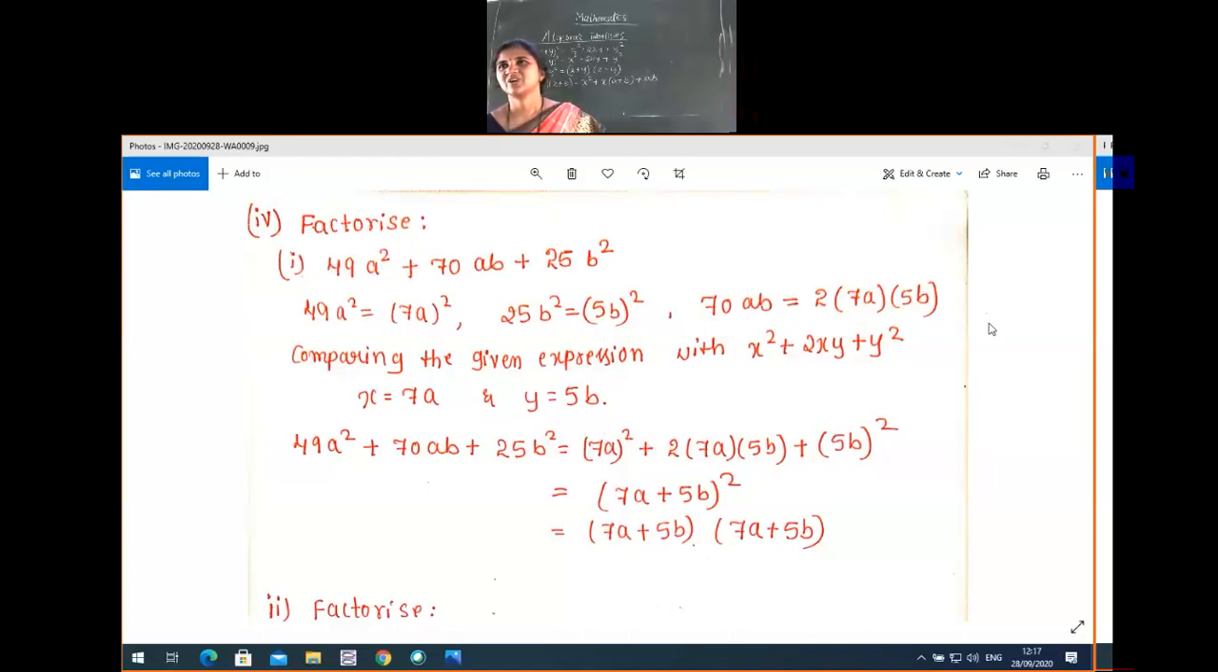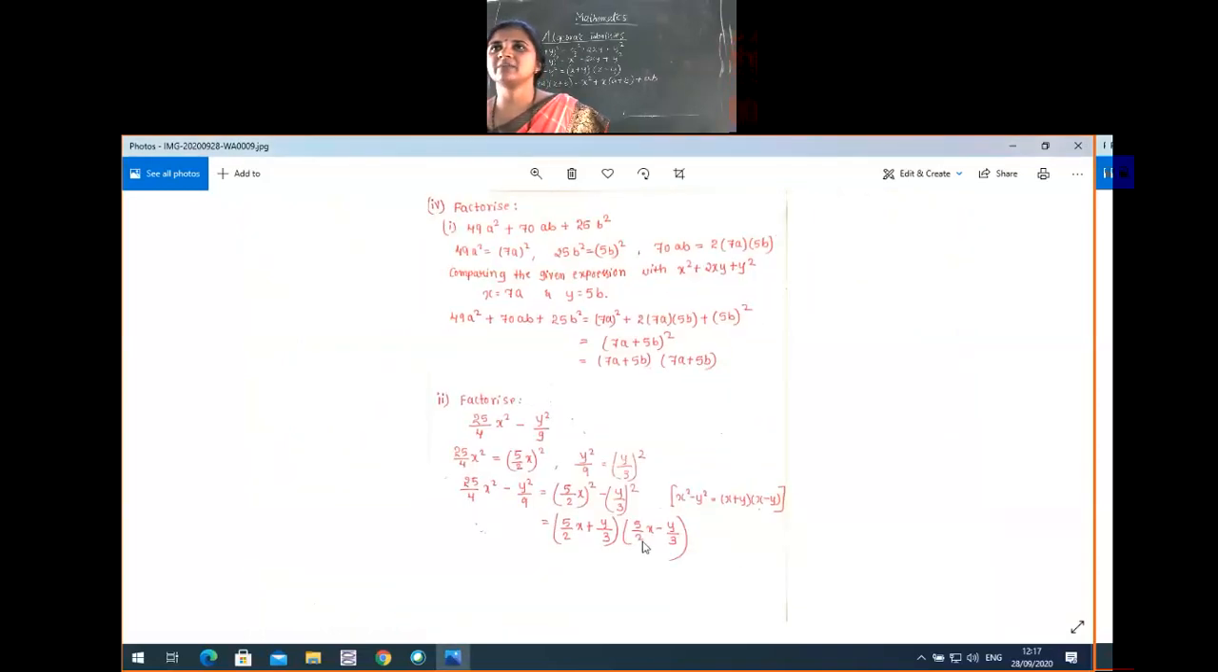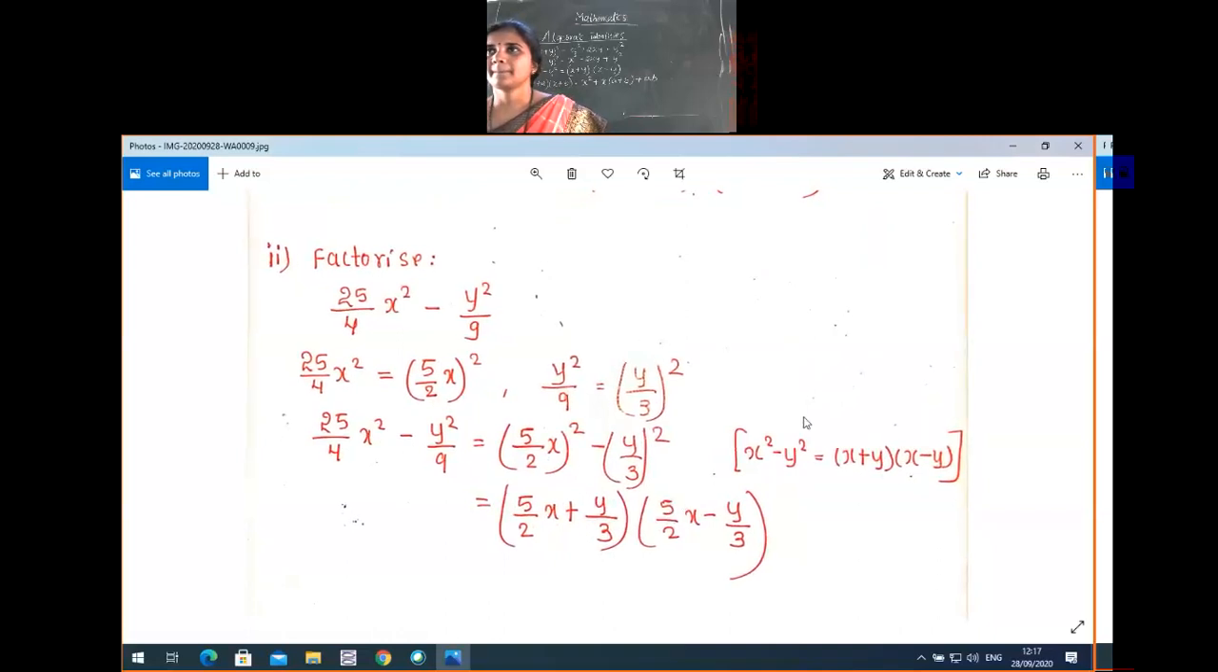Okay, so we'll continue this one. We'll finish with the last problem. See, here we have one more problem in the factorization part. Factorize 25 by 4x square minus y square by 9. I think by looking at the problem only, many students got the idea. So by using which identity can we factorize this one?